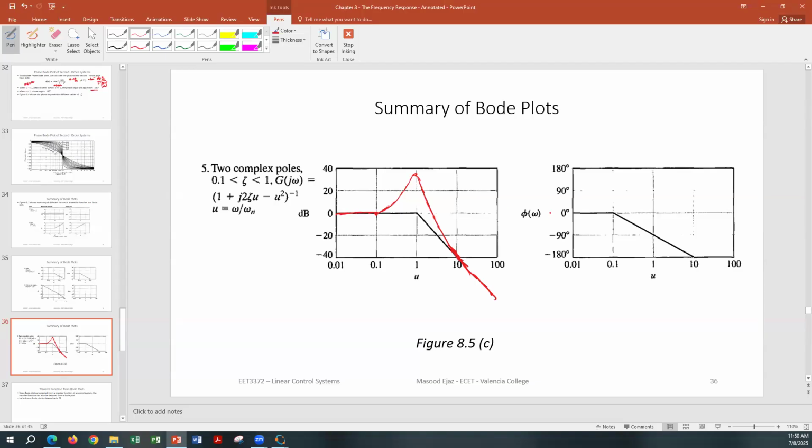And the phase response of the second order system, again, it's going to be a little bit of curve until 0.1. And then it's going to go negative 90 degrees per decade. For the exact plot, it's going to be a little bit of curve over here. But for the approximate plot, that's how it's going to be. So usually we have to show the peak value for the second order system.